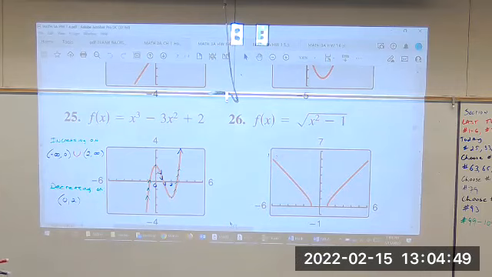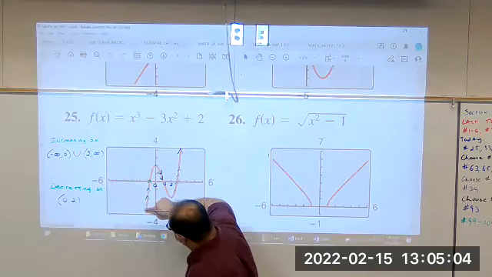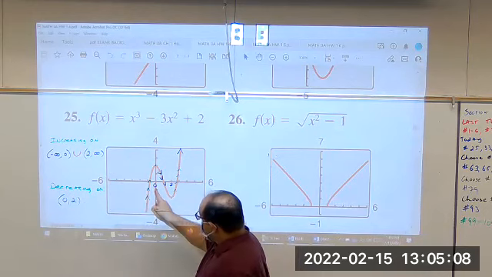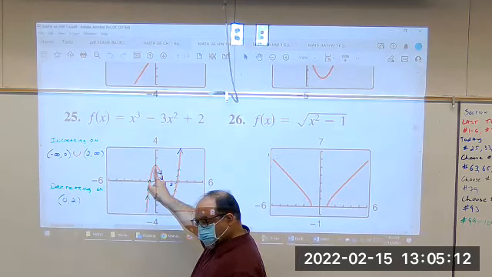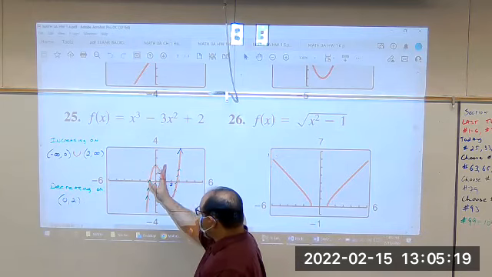Any question about it? That's number 25. Yeah, so it increases. It's going up the curve, up the curve, up the curve from negative infinity. And it stops increasing when we get to this x value of 0. And then from this x value of 0 to this x value of 2, it's coming down the curve.